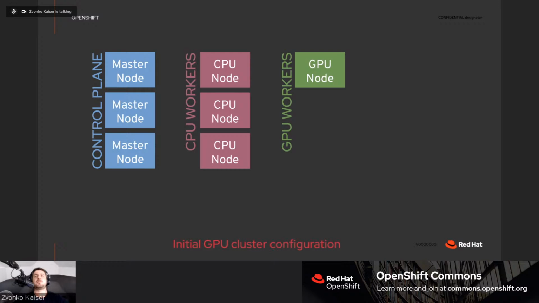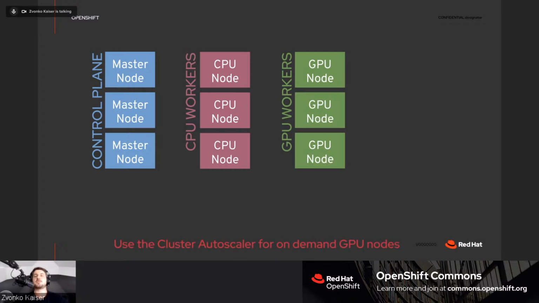So what else can we do with GPUs? We have the initial GPU cluster configuration with 1 GPU node. What works today is we can use the cluster autoscaler for on-demand GPU nodes. So if you have, for example, a pod pending with the extended resource NVIDIA.com, you can create a cluster autoscaler with a specific machine sets to autoscale GPU nodes. We are currently working also on enabling HPA to work with GPUs.